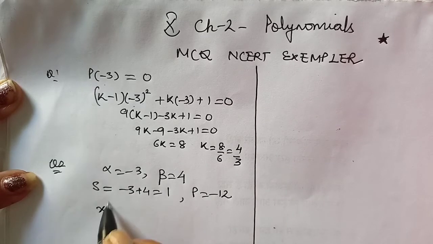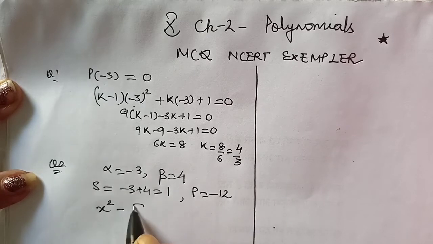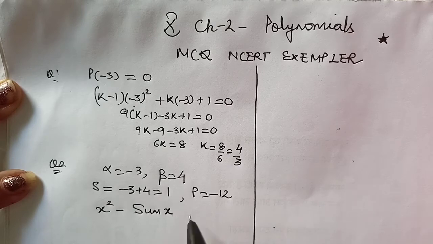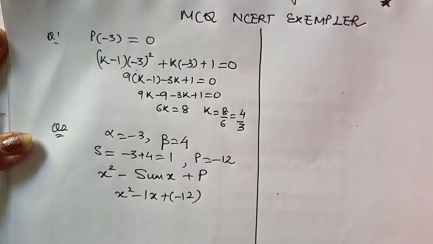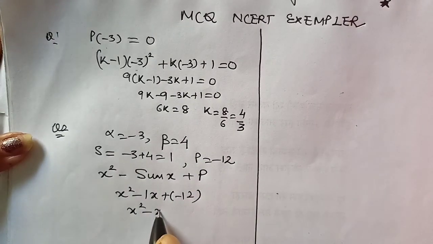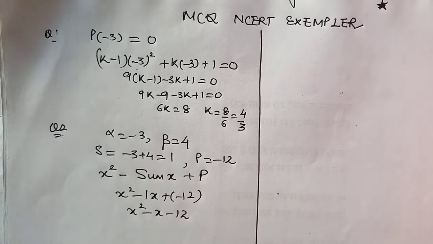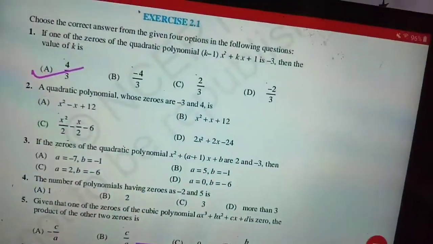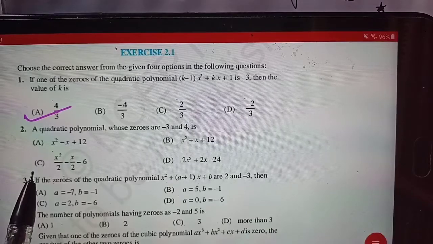So what do you remember, the formula? x square minus sum of the zeros into x plus product. Straight away apply this. x square minus sum x plus product. That means plus minus 12, which gives you x square minus x minus 12. Now see, do we have any option? So let us check for the C option.